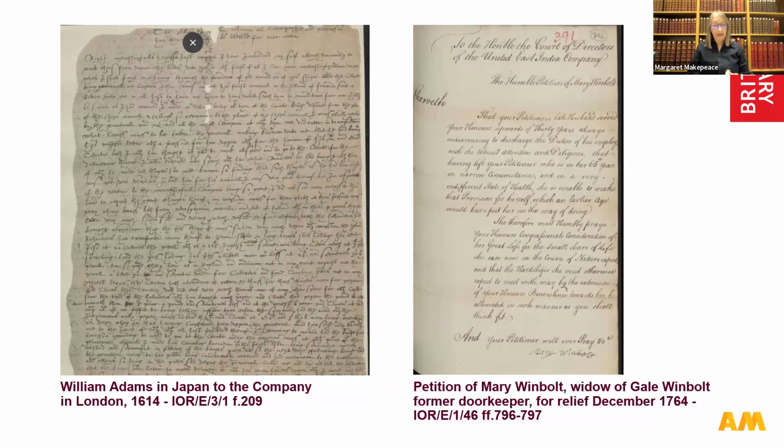This is the petition for relief of Mary Wimbold from December 1764. Mary was the widow of Gail Wimbold, a former doorkeeper at East India House, who had served the company for more than 30 years. She was 64, in poor health, and unable to provide for herself. She was granted a pension of £10 a year.